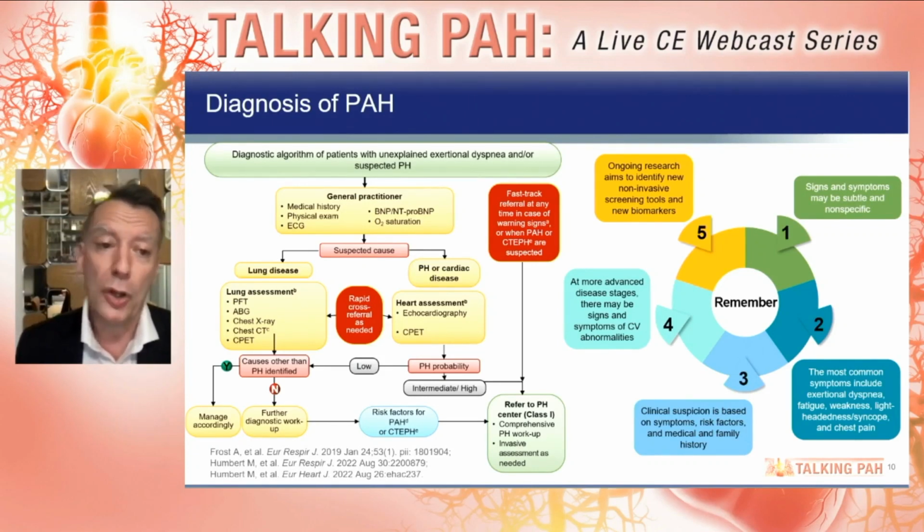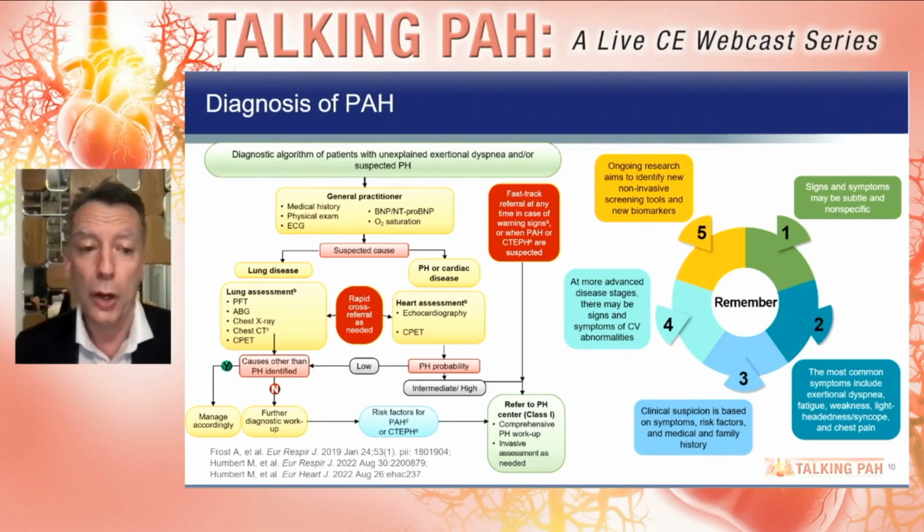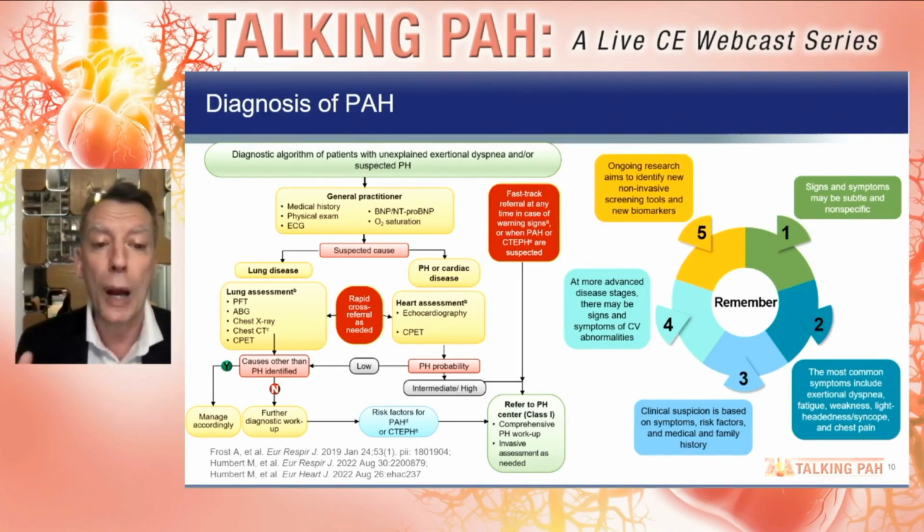And the family doctors will get the medical history, the physical examination, perform an ECG, measure some biomarkers, maybe measure oxygen saturation, and they will have a sense of a cause. And usually the main causes are heart or lung related, and then the GP will refer the patient to their local referral doctors, specialists in cardiology or specialists in respiratory medicine. And both experts, irrespective of who is first, will have rapid cross-referral to the counterpart.